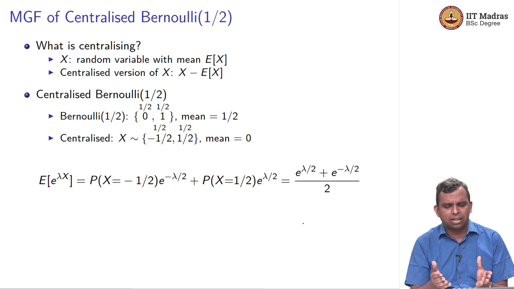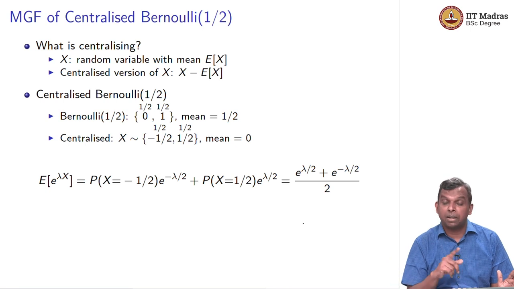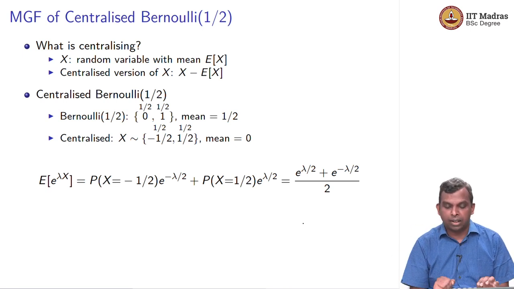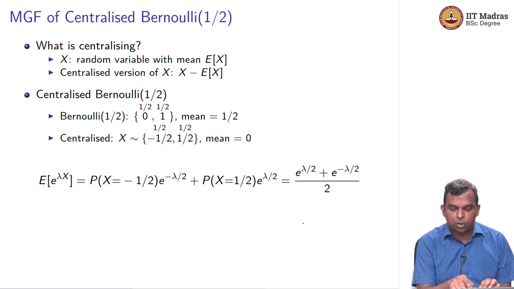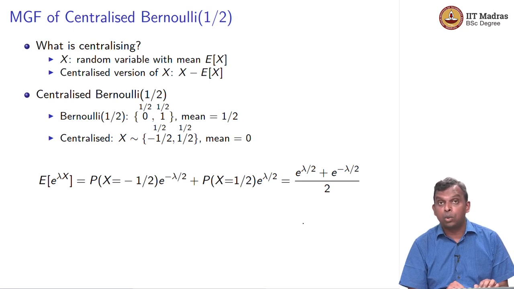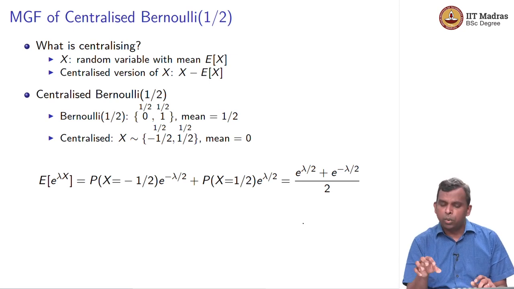Just put X equals half, X equals minus half, and substitute the probability, the standard way in which you compute the expectation of any function, expected value of g of X. We've seen that before: summation over the probability that X takes a particular value, evaluate g at that value. That's all I've done here. Because these two probabilities are a half each, it works out to e power lambda by 2 plus e power minus lambda by 2, the whole thing divided by 2.